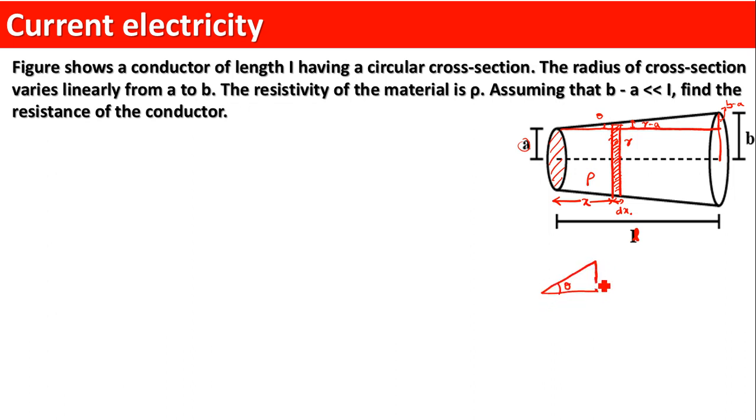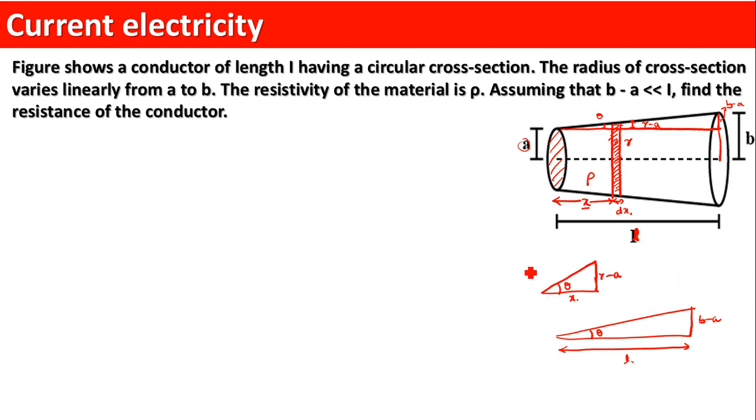So this is theta, this is R minus A, and what about this length? You are considering that at a distance x, isn't it? So one more triangle is there. That triangle is a triangle where theta is here, and the opposite side of this is nothing but B minus A, and the adjacent side of this triangle is nothing but the length of the given body.